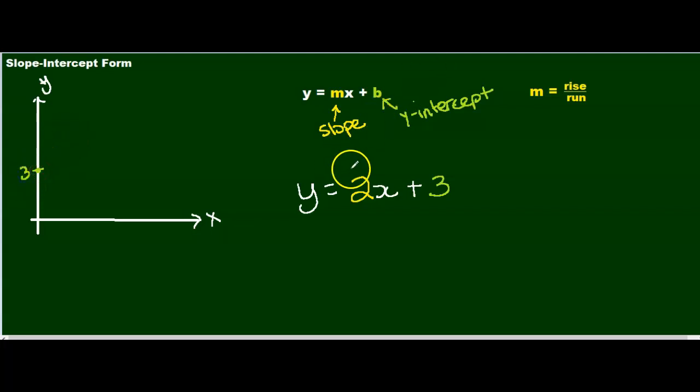Then the next thing we want to do is look at our slope. It's a positive 2, so we're going to go up 2, so 1, 2 to 5, and over 1. So let's say somewhere there. So then our graph will go through both points and look like that. And that's how we derive our graph from an equation in the slope-intercept form.